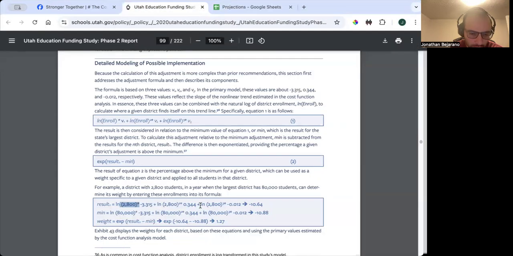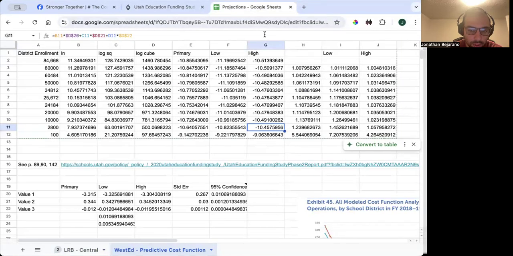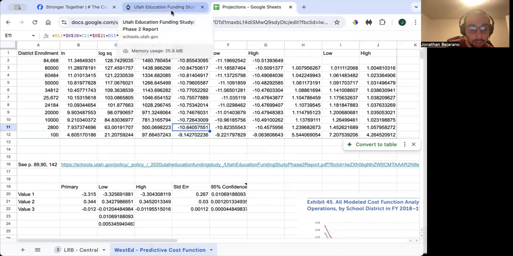Where is it? 2,800 to be negative 10.64. And that's going to be this one right here. So this number matches exactly the number that's given in the WestEd study.